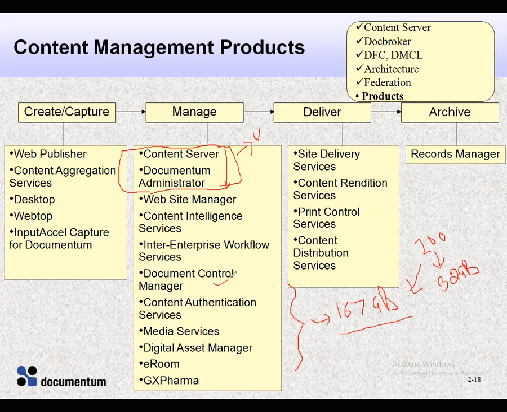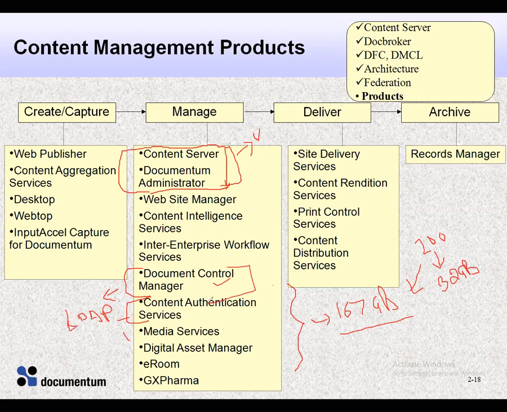We have a document control manager. Again, these are all tools related to manufacturing units, based on GMP. Content authentication service is used for LDAP, I mean, to authenticate Documentum from the LDAP. And we have the document control manager.